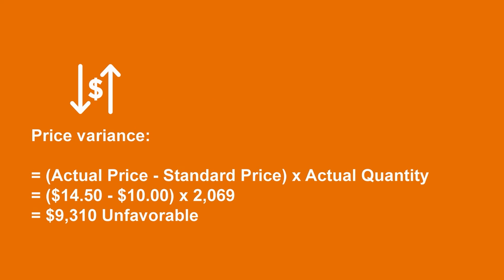Price variance is the difference between the actual and standard unit price of material multiplied by the actual total quantity of material used. In this case, that would be the $14.50 actual price minus the $10 standard price times the actual number of pounds, which was 2,069 pounds. This results in a $9,310 unfavorable variance.